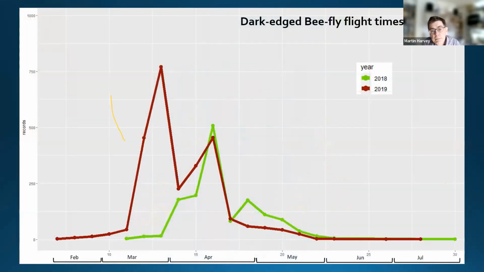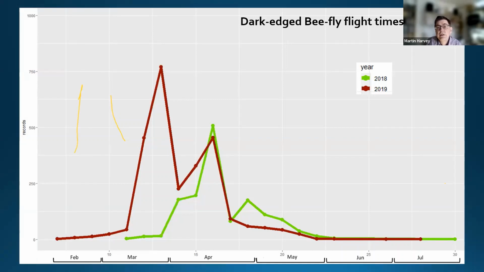So the other thing that Bee Fly Watch gives us a lot of information on are the flight times and when the bee flies actually emerge. And we're looking at the charts here for 2018 in green and 2019 in brown. 2018 was quite a cool, late year. 2019 was a bit earlier.